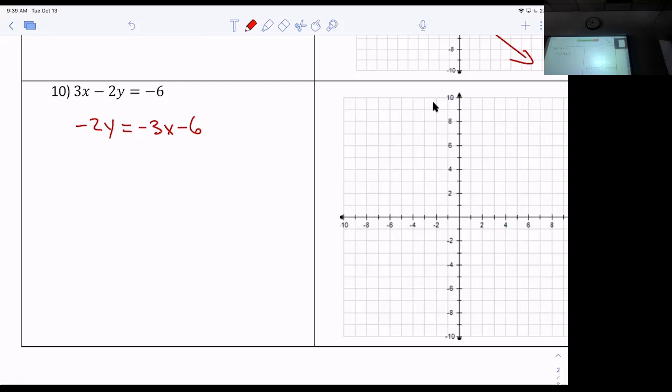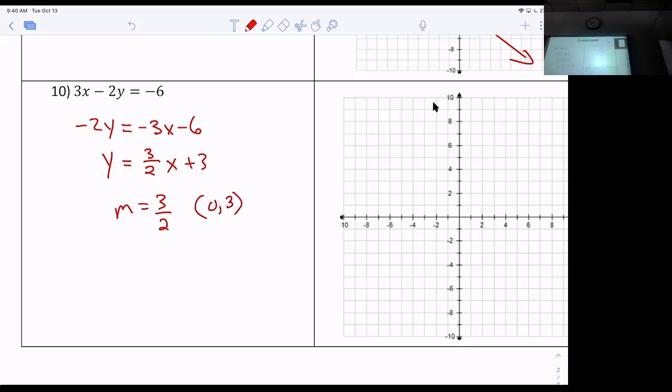All right, now from there, I need to do what? Divide by negative 2. When you divide by negative, what happens to the signs? They change. So everybody should be able to tell me this is y equals 3/2 x plus 3. That is correct. Slope is 3/2. What's the y-intercept?